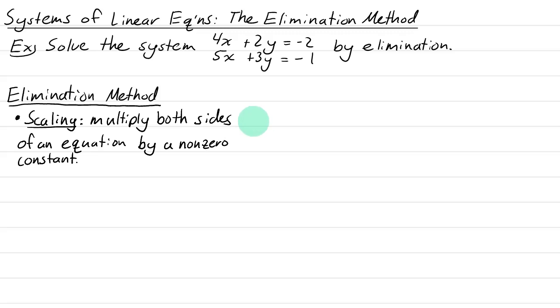And you could write what you're doing to keep track of your work by writing something like, we're going to take equation 1 and replace equation 1 with, let's say, -5 times equation 1. And that means we're doing -5 times the left side, which gives you -20x minus 10y, and also multiplying the right side by -5. And we're going to leave the second equation alone.